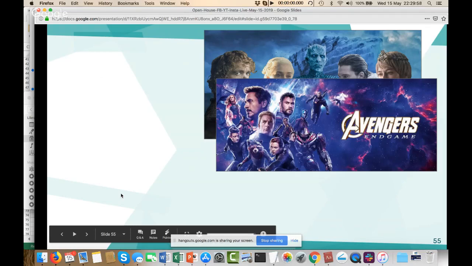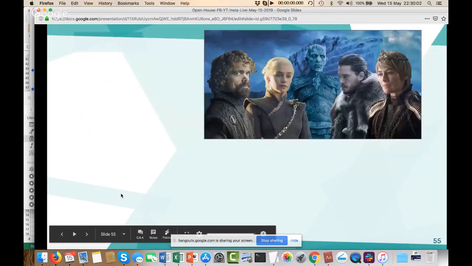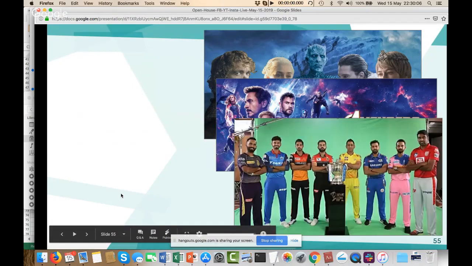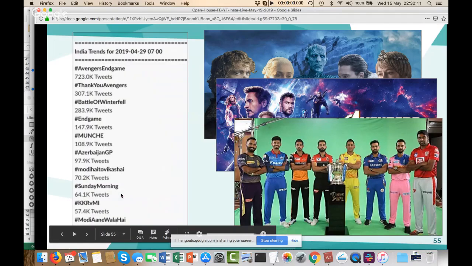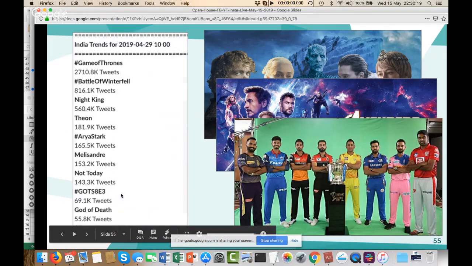So I'm sure many of you know. Let's start from here, which is basically to show that this is one of the phases. I think this was phase 5, when we were looking at the analysis. GOT, the Endgame movie, and IPL were all happening. I think this was a Monday.